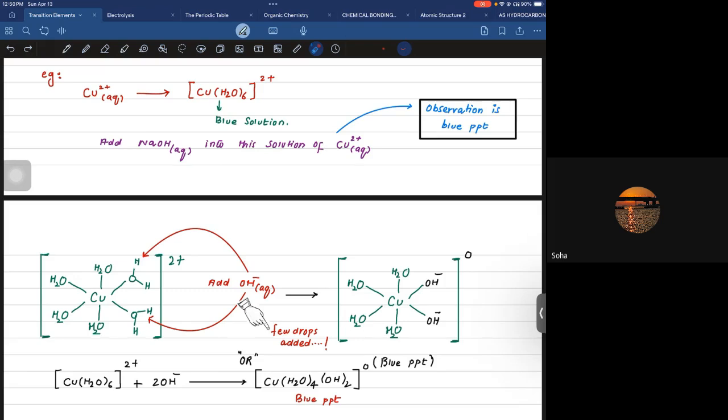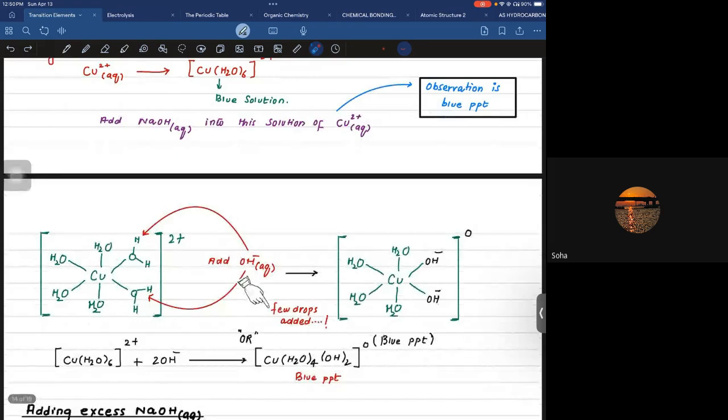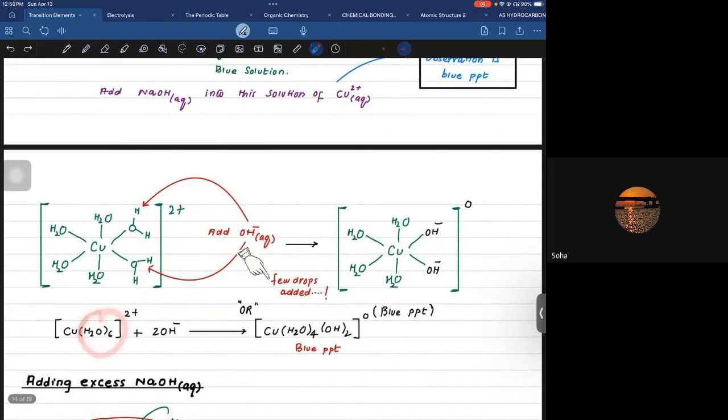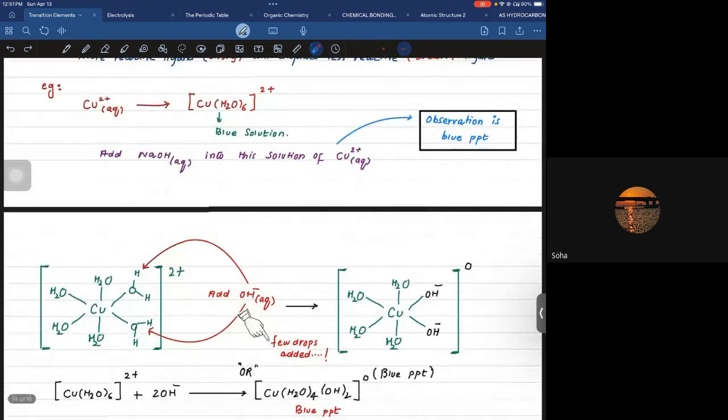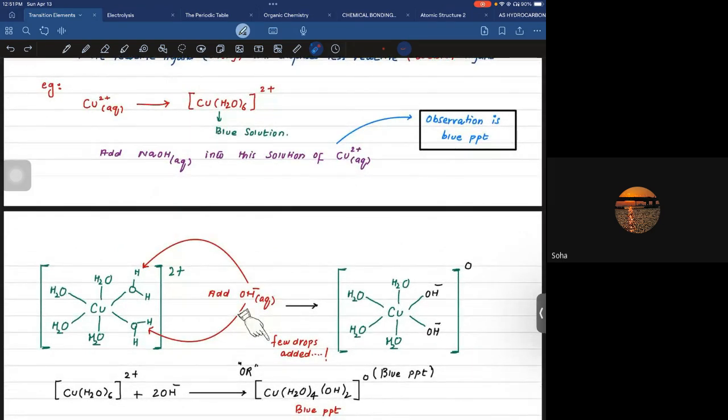You can see that here we have 6 water molecules and here we have 4 water molecules. So where are the two? Of course, the reaction has taken place between OH and H2O. You will see a lot of examples like that, where the ligand substitution is going to take place and where the neutralization reaction is going to take place. So you need to know this.